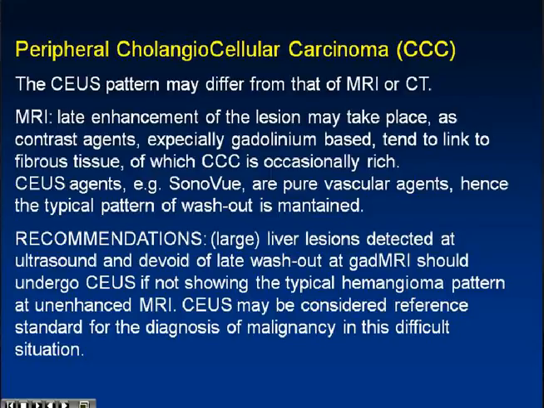So you see the lesion. If the patient goes to MRI, even if at MRI it does not have a washout, but it does not have the typical hemangioma pattern, the second step should not be CT, because CT behaves a little bit like MRI, but CEUS. Because with CEUS, you have the typical appearance of malignancy.